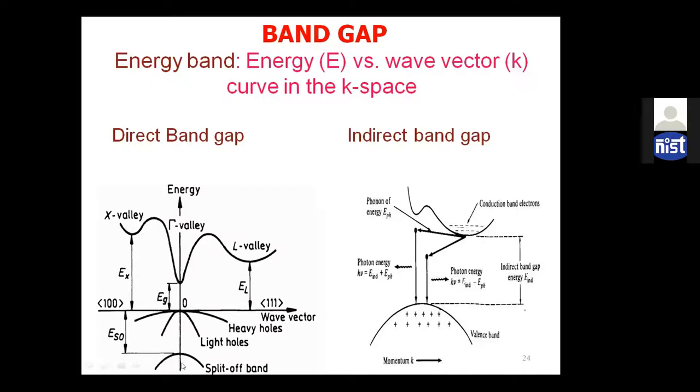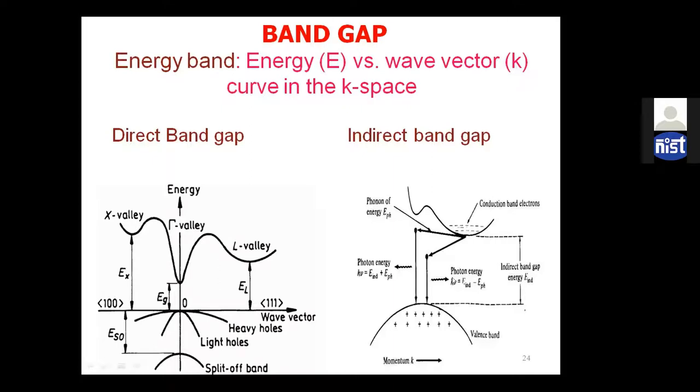So here, if the minima of the conduction band and the maxima of the valence band lie at the same k, you can see this minimum and this maximum lie at the same k, that is, k equal to zero. So we say it is a direct band gap material.